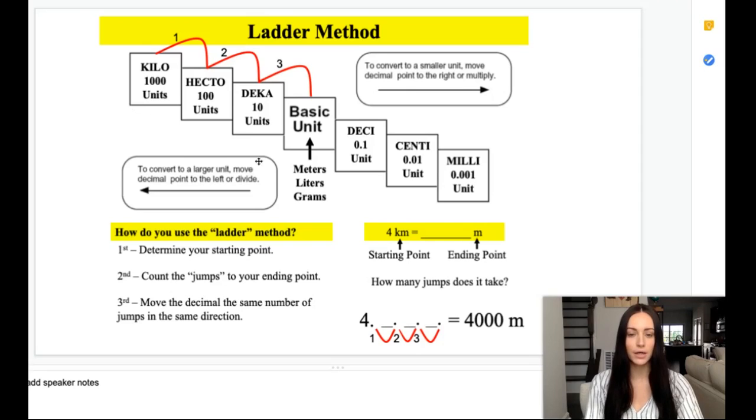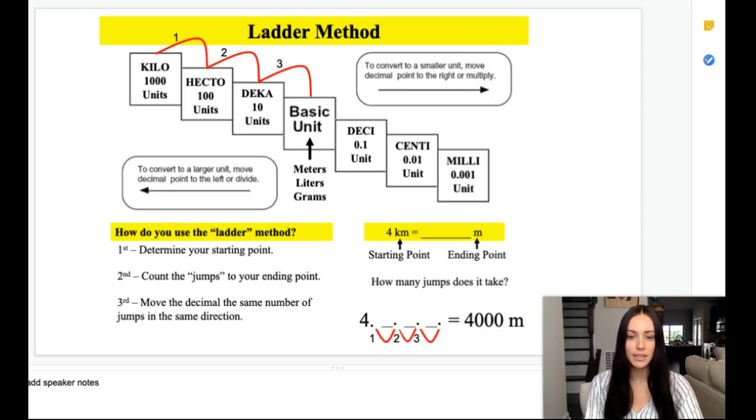So as you can see here, we have our base unit at the middle, and then we have our prefixes that are larger than the unit and our prefixes that are smaller than the unit. By using these steps of 10, you can see here, they all move one single decimal point. We can convert easily between these different units. So our first step is to determine your starting point, meaning, are you at the base unit? Are you at deci, centi, milli, deca, hecto, kilo, etc.?